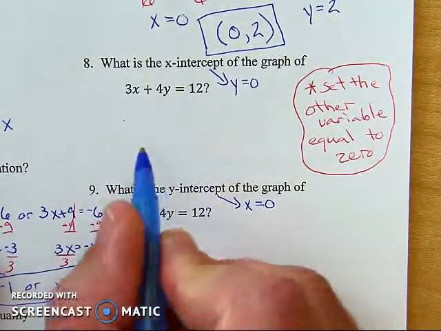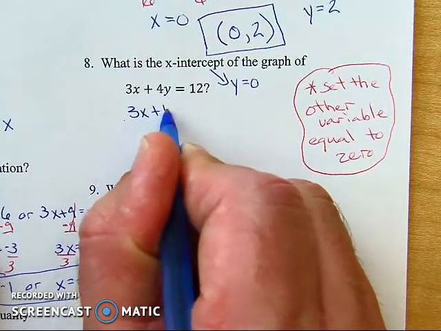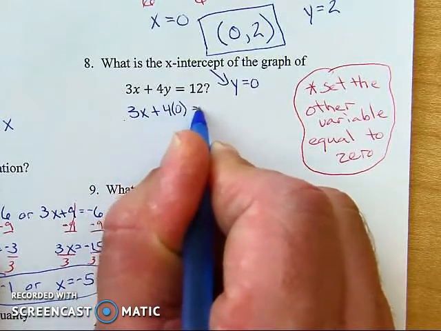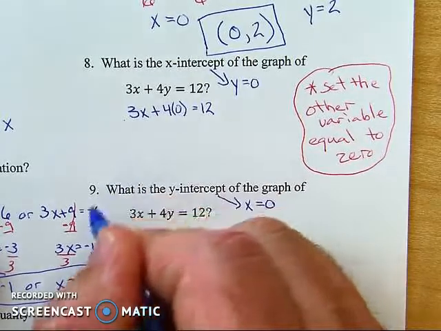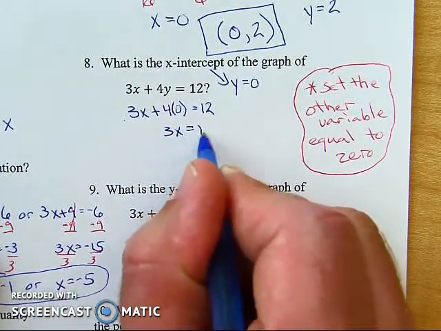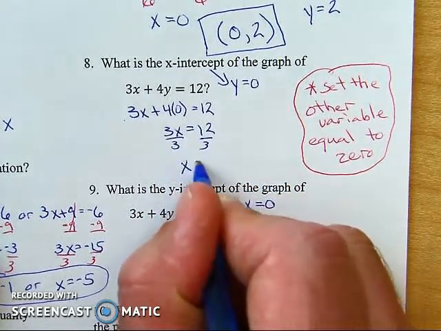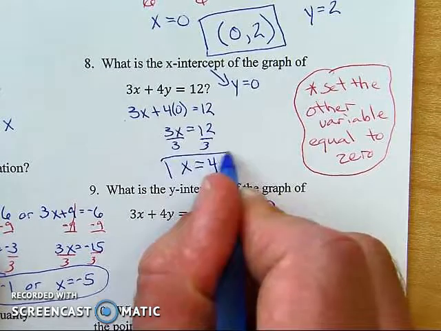So up here, y is equal to 0, so 3x plus 4 times 0 is equal to 12. 4 times 0 is 0, so it's 3x equals 12. Divide both sides by 3, and we're already at our answer. x is equal to 4.